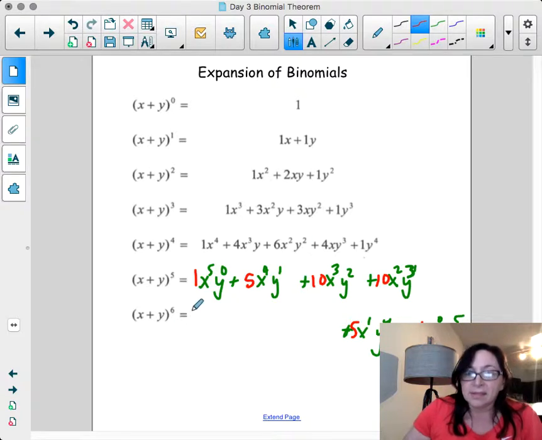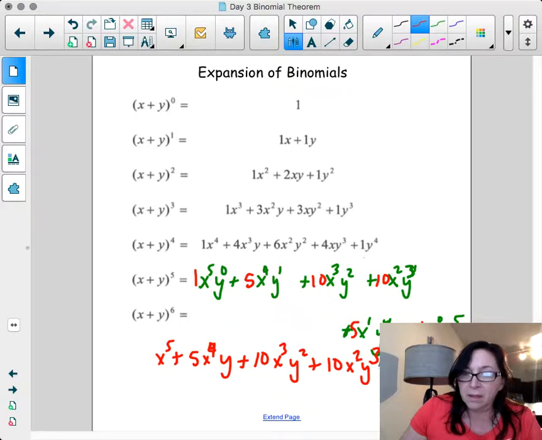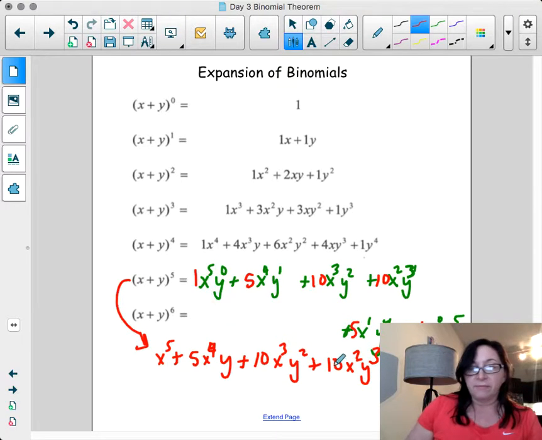So rewriting this, you're actually going to get x to the 5, anything to the 0 power is 1. So we have x to the 5th plus 5x to the 4th, y, plus 10x cubed y squared plus 10x squared y cubed plus 5x y to the 4th plus y to the 5th power. And that is your x plus y to the 5th power expanded.